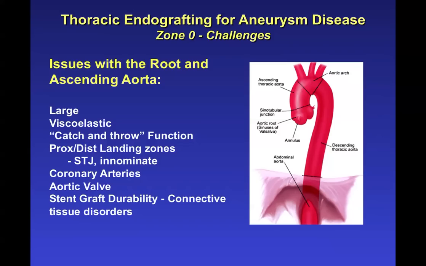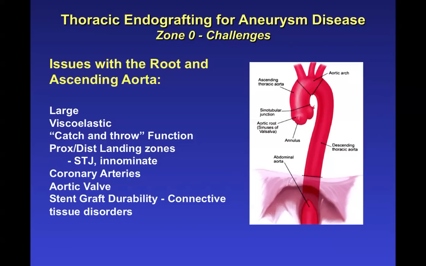The ascending aorta is a viscoelastic structure, a lot more so than anywhere else in the aorta, and it has a catch and throw function. So if you look at what happens in systole, the heart beats, the ascending aorta expands, and then it contracts down and actually assists with the flow of blood down the remainder of the aorta, assuming competence of the aortic valve. And there's some evidence, in fact, that suggests that this is an active process mediated through some of the smooth muscle cells within the wall of the aorta. If you stent graft this area, you're going to take away all of that particular physiologic function, and we don't know what the consequences of that are.